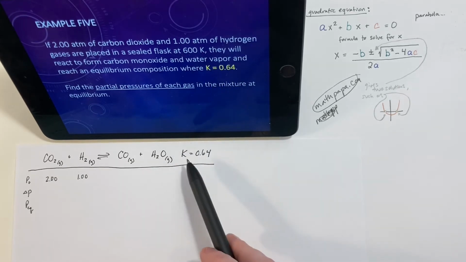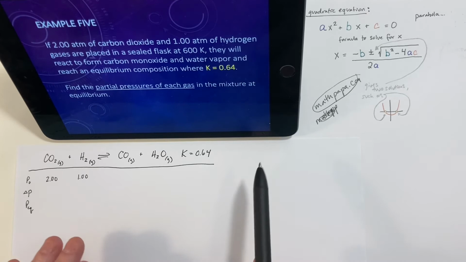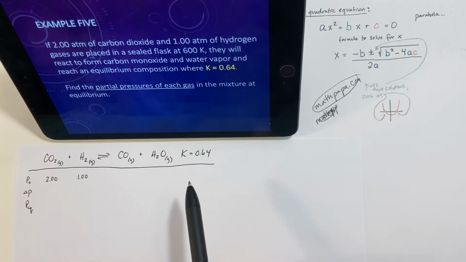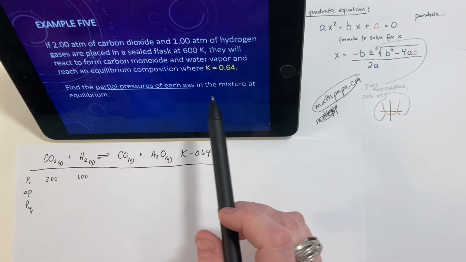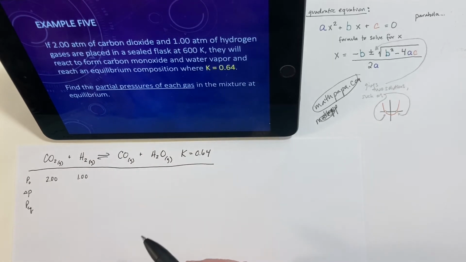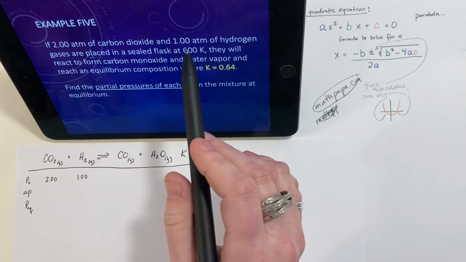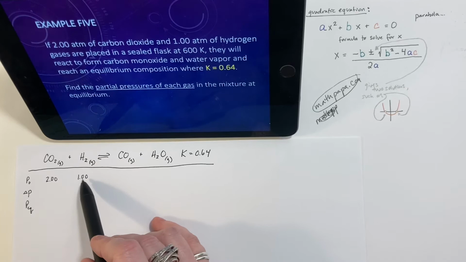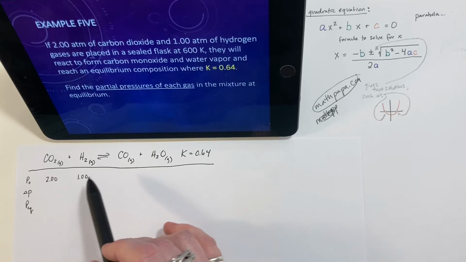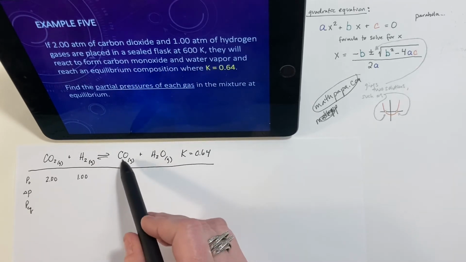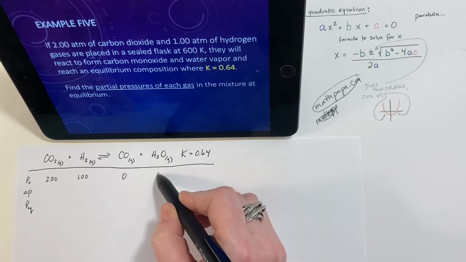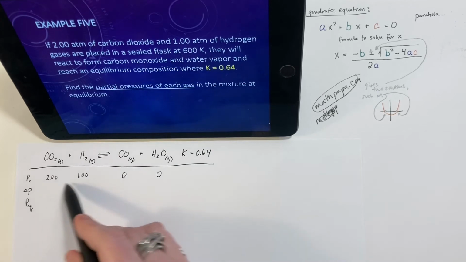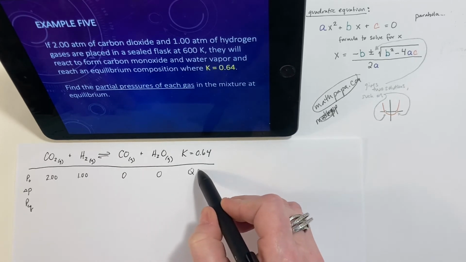A K value is given, so it had to be done under some constant temperature conditions. And similar question to our last example, find the partial pressures of each gas in the mixture at equilibrium. All right, so we've got some initial pressures, 2 atmospheres, 1 atmosphere. And then we're just going to say, well, if there's no mention of carbon monoxide and water vapor, then that means initially there's none. And so a Q value here would be equal to 0.